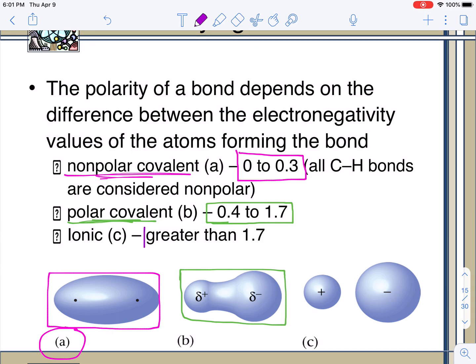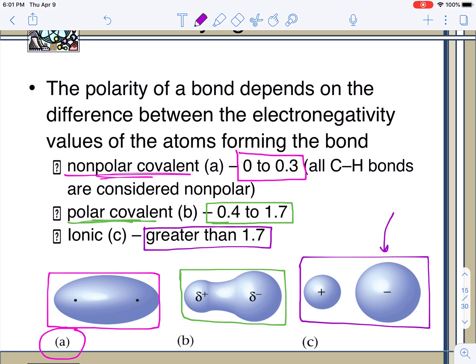That's when you have a difference in electronegativity of larger than 1.7, right? So this is a big difference in electronegativity. One atom likes electrons, one atom doesn't like electrons. It's mutually beneficial for one of them to just get rid of their electron and become positive, and one of them to just gain that electron and become negative. That's when you have an ionic bond where we have that transfer of electrons.